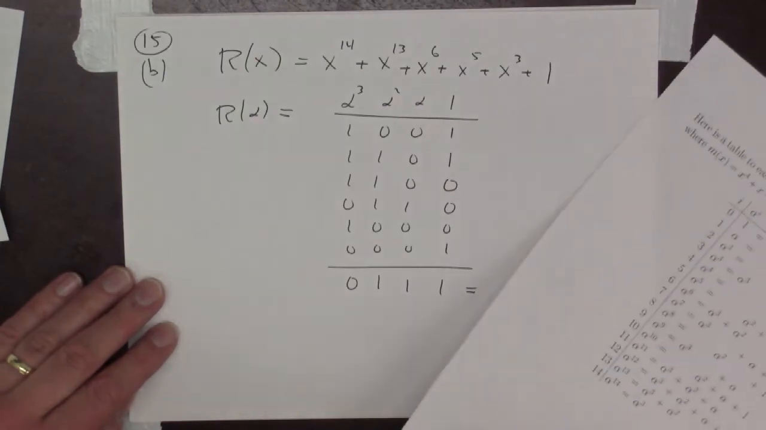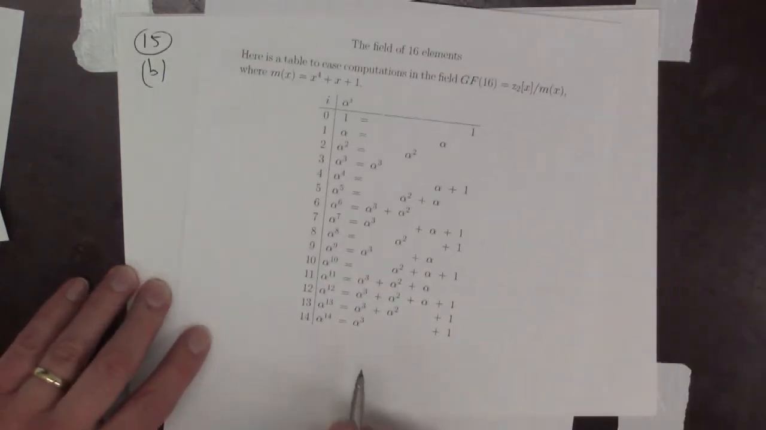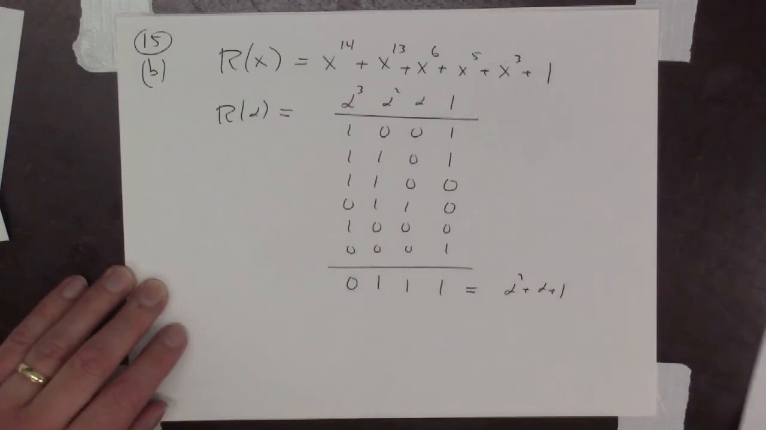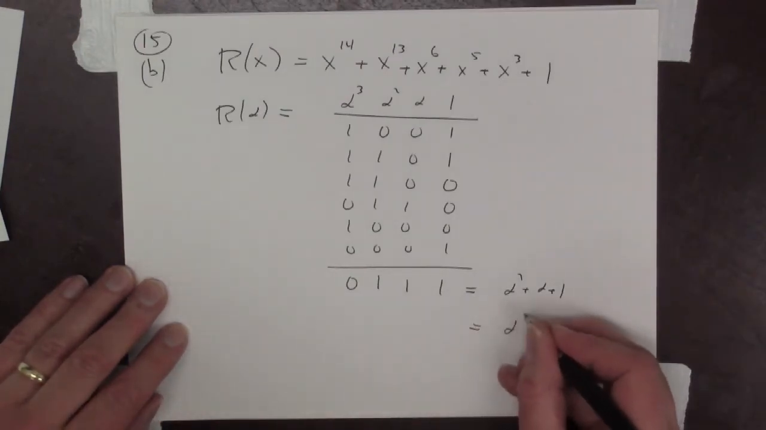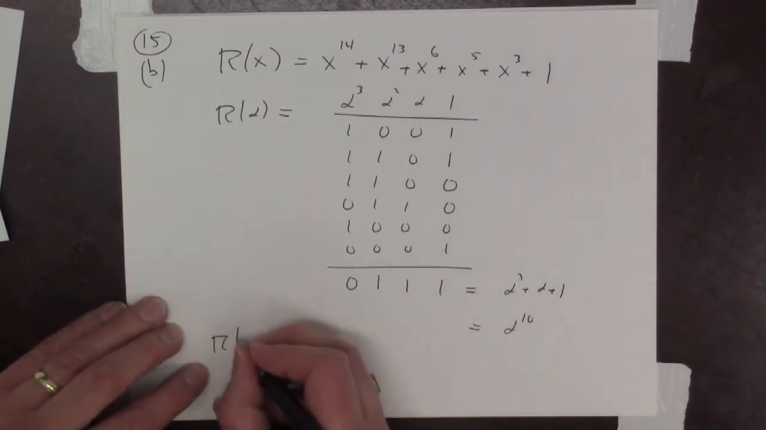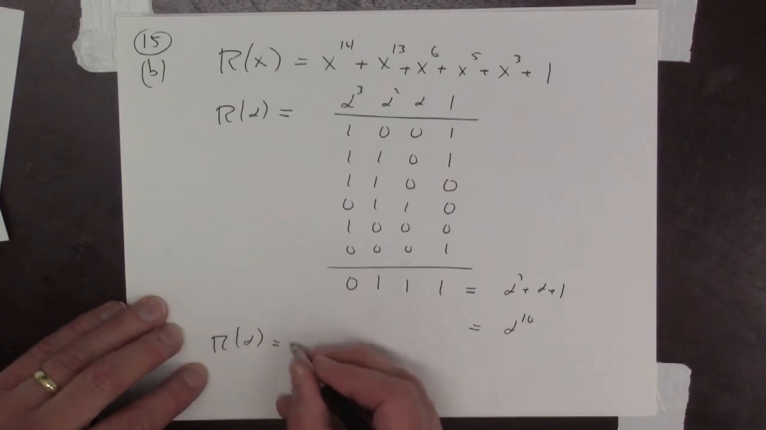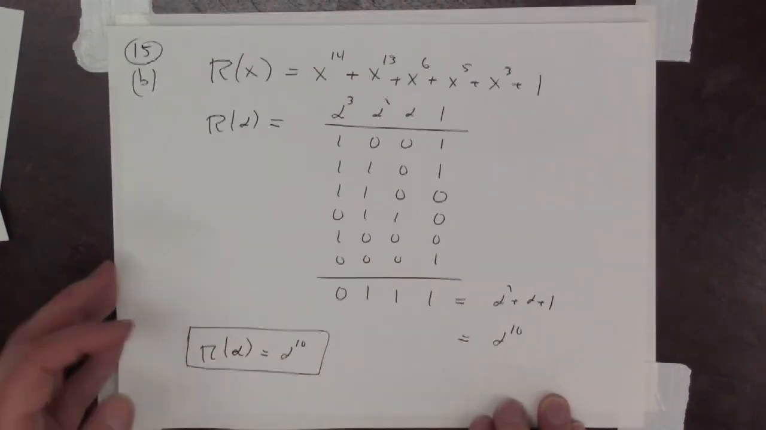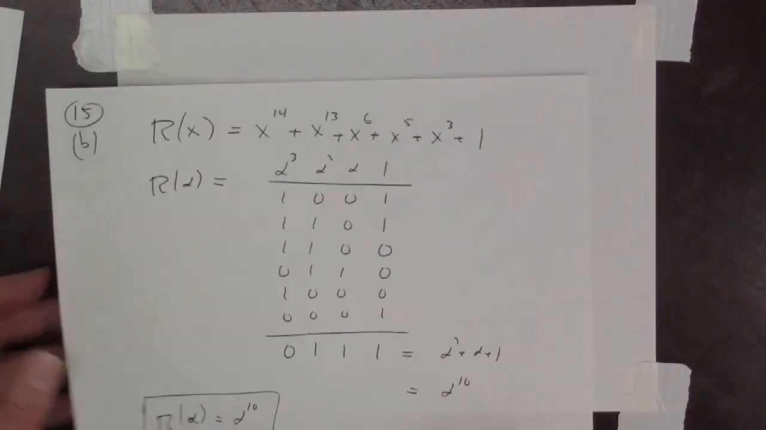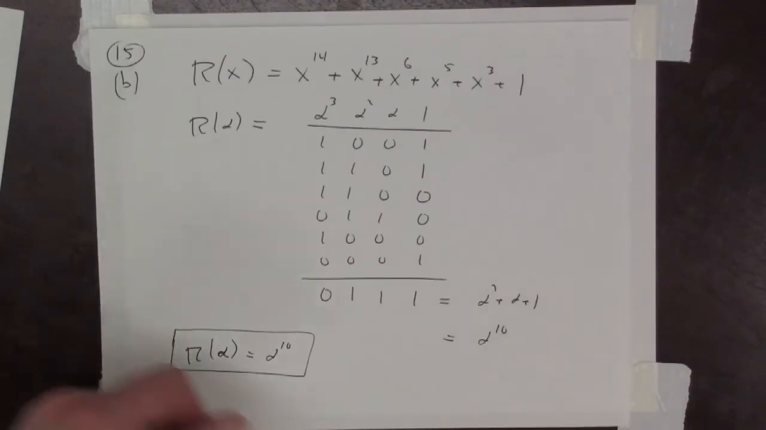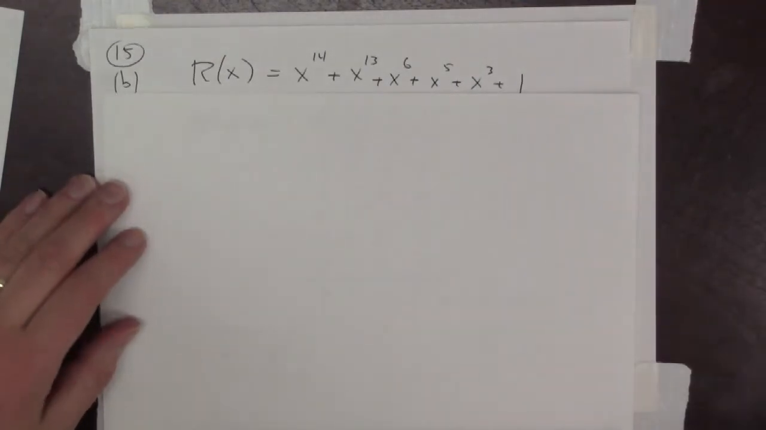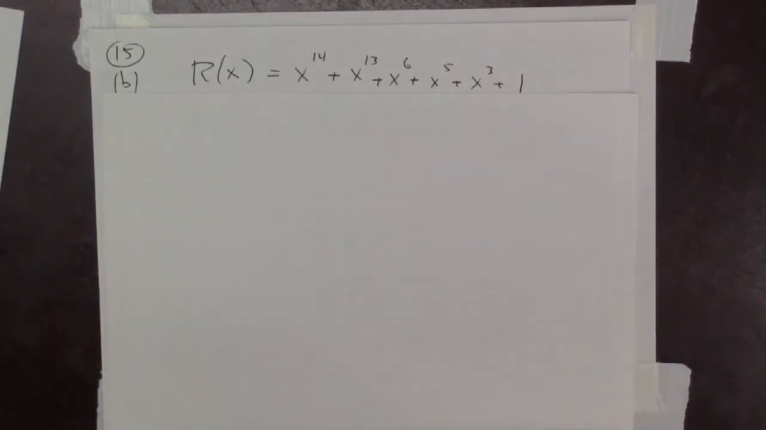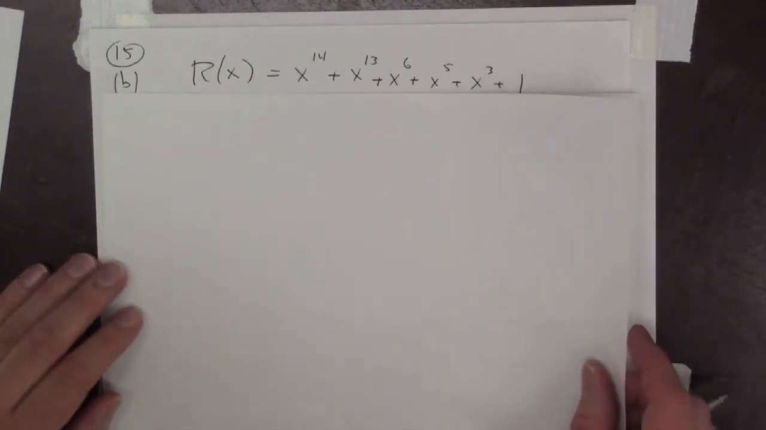We look in the table and we see that's alpha to the 10. So the first important fact here is R of alpha is equal to alpha to the 10. Next, let's not lose this piece of information. Next thing is we have to compute R of alpha cubed. Actually, if it doesn't shine through, maybe I should put two pieces of paper down here.